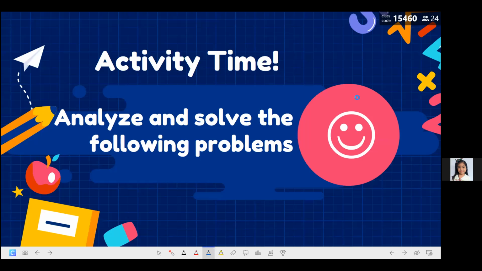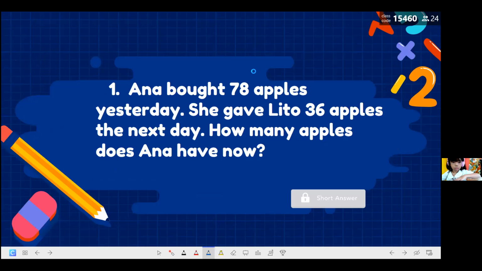So now let's have our activity. Analyze and solve the following problems. Let's have number 1. In this case, you can write your answer on the paper, or you can also type in the chat box. Anna bought 78 apples yesterday. She gave Lito 36 apples the next day. How many apples does Anna have now?